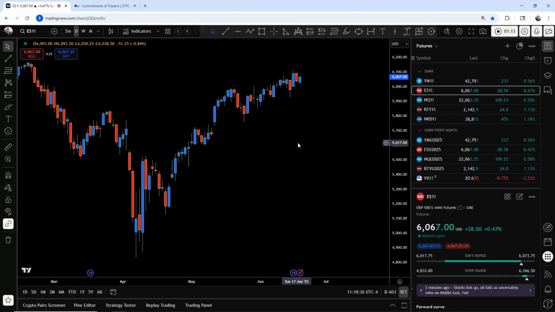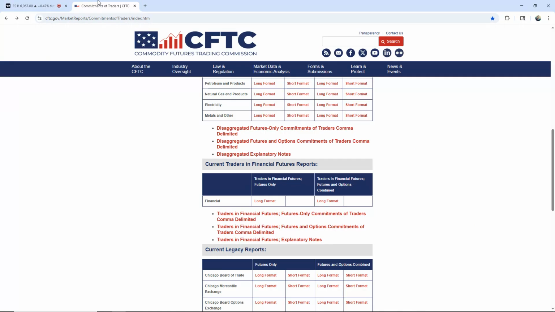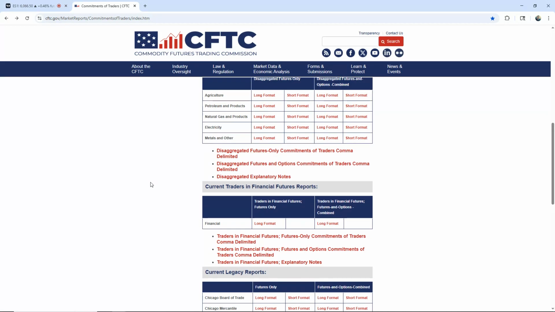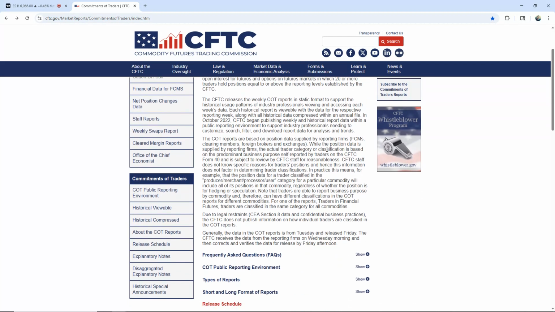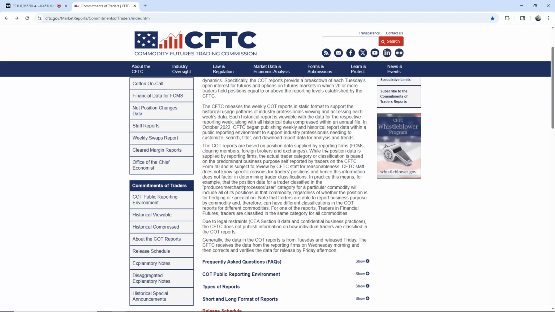Commitment of Traders. What is it exactly? So there's a website here called the Commodity Futures Trading Commission, and basically they are reporting all of the futures market positioning every week. These are the institutional traders, the big banks, the financial institutions, the commercial traders, right? All these really large positions in the markets, right?